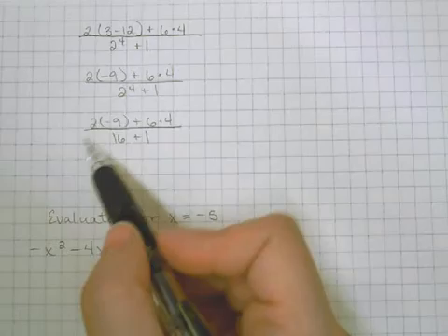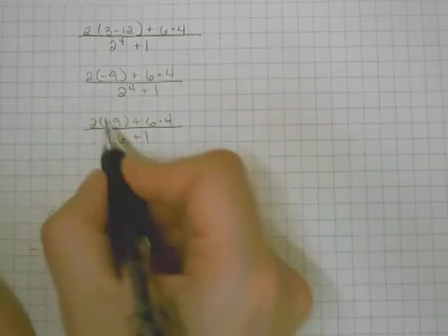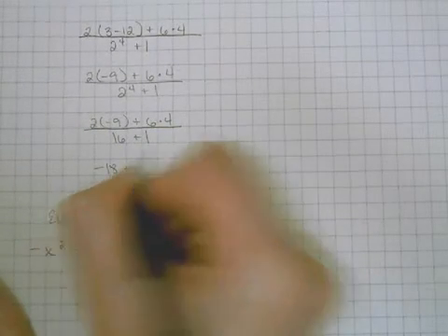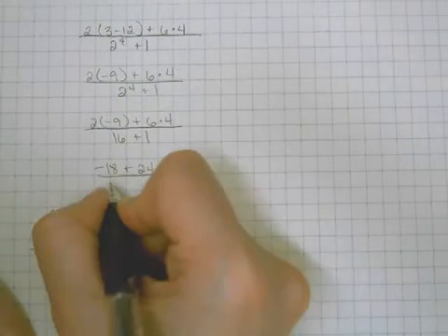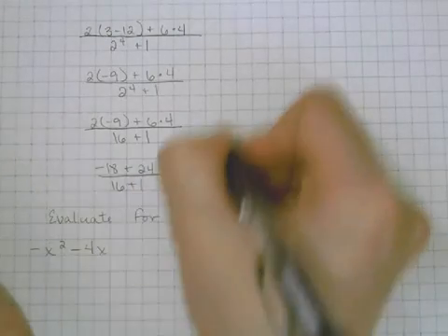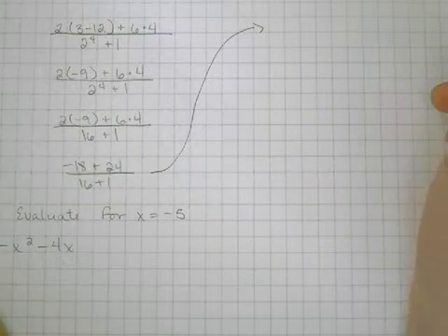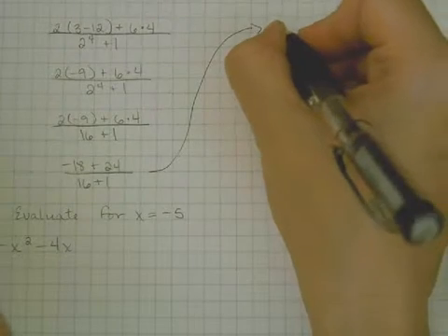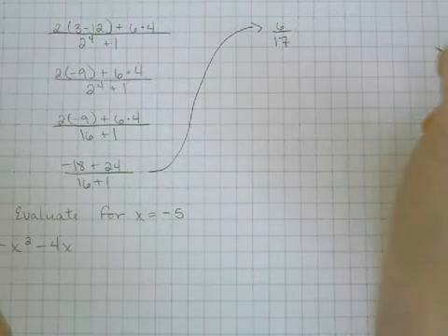Then you do multiplication and division. I'm not going to do division until the very, very end. So 2 times negative 9 is negative 18, plus 6 times 4 is 24, and then 16 plus 1. So now I have addition and subtraction on both the top and the bottom. I'm going to bring that up over there. Negative 18 plus 24. 24 minus 18 is 6. And 16 plus 1 is 17.